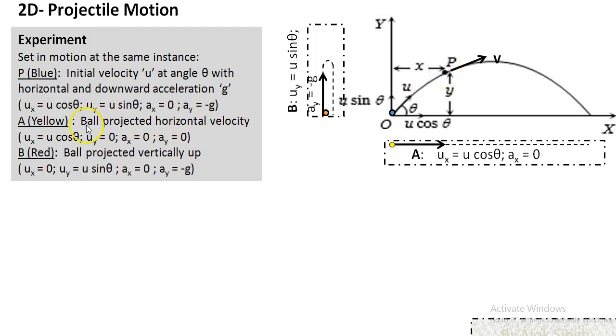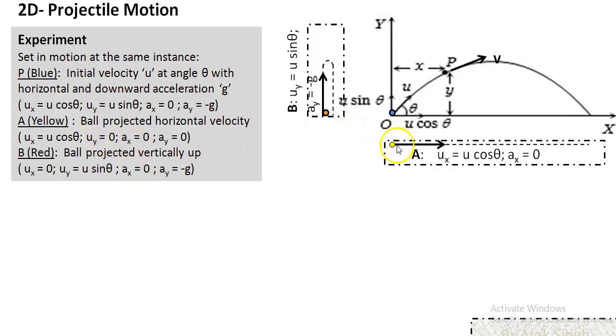The second particle here is A, shown in yellow color. This is a ball projected horizontally with the velocity ux is equal to u cos theta. So initial velocity of this ball is same as x component of initial velocity of P. So this is also u cos theta. Since projection is in x direction, the y component of velocity is 0.